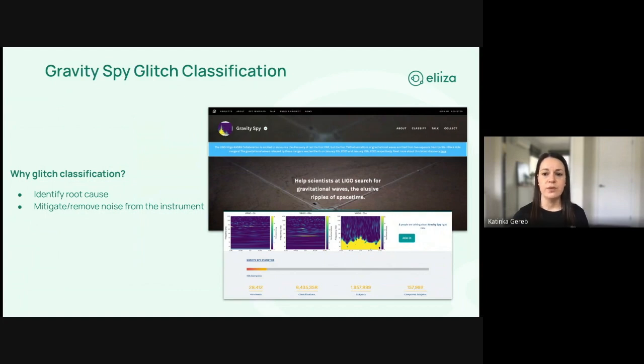And this is important because once we are able to classify these glitches into different categories, this might help to identify the root cause of glitches, but it can also help with mitigation efforts. So, for example, you can imagine a pipeline that is able to automatically detect and remove these noise features from the data. Well, really, that would be the ideal outcome and the end goal of this exercise.